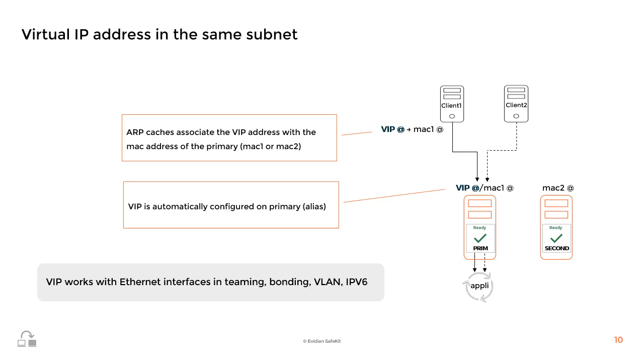When node 1 fails, SafeKit automatically sets the VIP as an alias on the network interface of node 2 before restarting the application. Then, the ARP cache of clients is updated with the mapping of the VIP to the Ethernet MAC address 2 of node 2. Thus, clients are reconnected to the application on node 2.